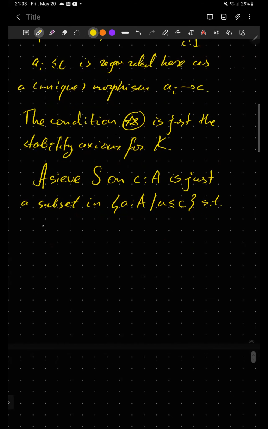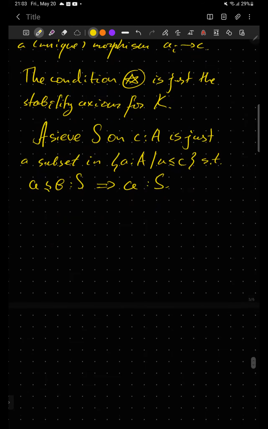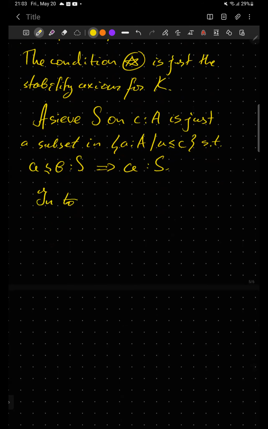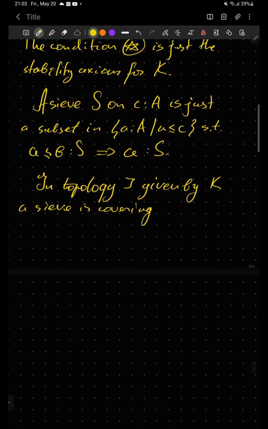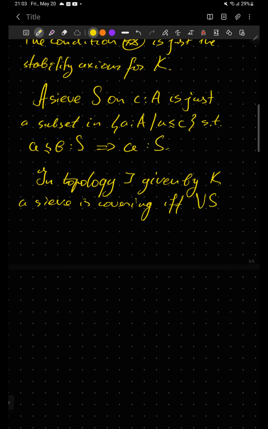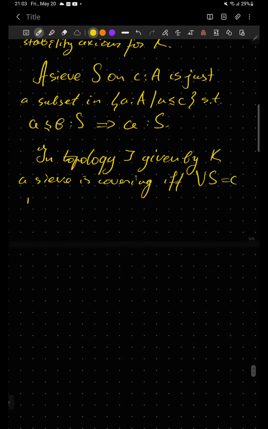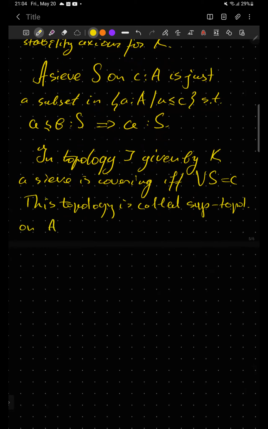Such that A less or equal than B in S implies that A is in S. In a topology J given by K, a sieve is covering if the union of S is equal to C. So this topology is called the subtopology on A, and it corresponds to the open cover topology on a topological space.